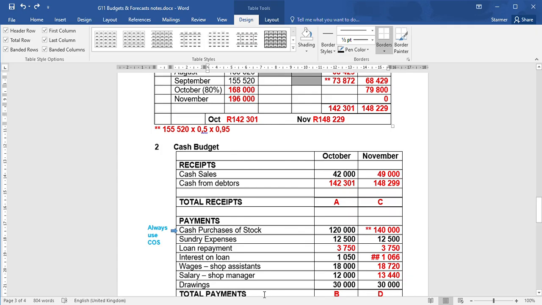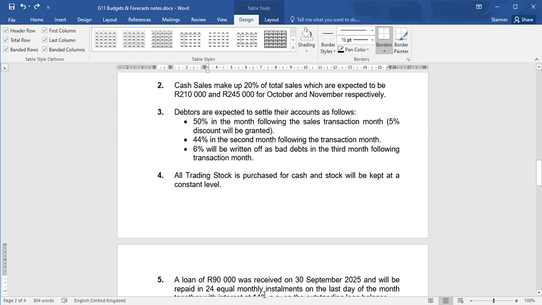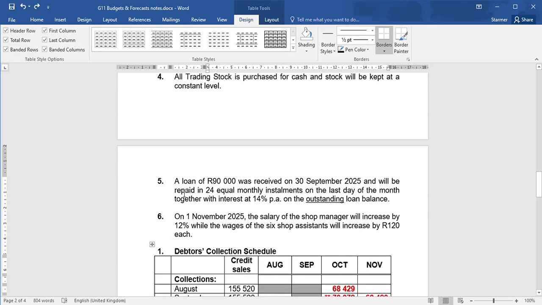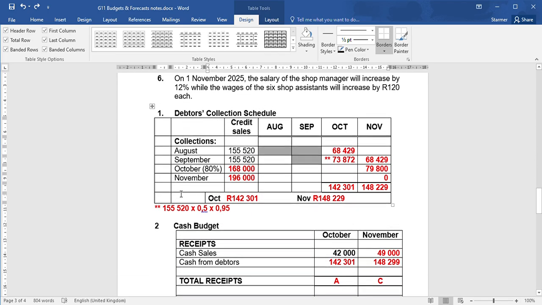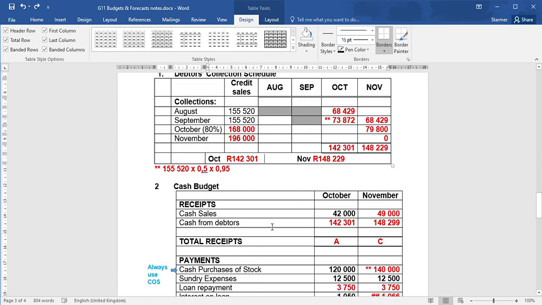So we're just going to work through the information. The reason why I work through the information, I'd rather read it through once and jump around than read it looking for the one amount, then read it again looking for the next amount. Alright, so we're right up to number 5 now. A loan of 90,000 Rand was received on the 30th of September. Okay, in other words, before the budget period.